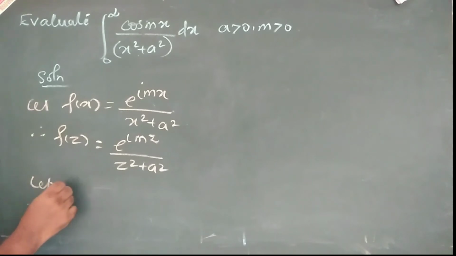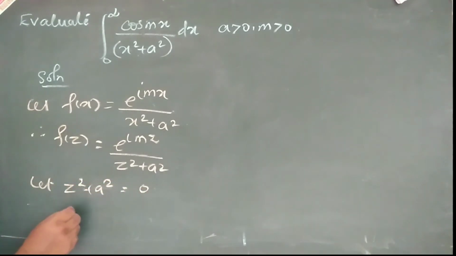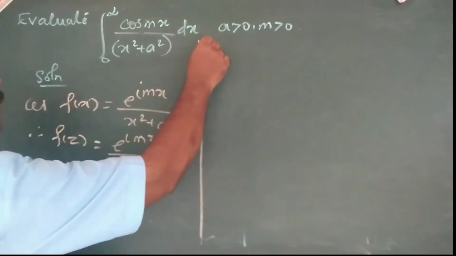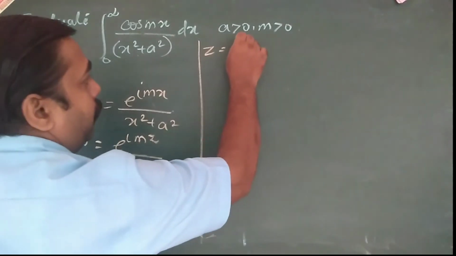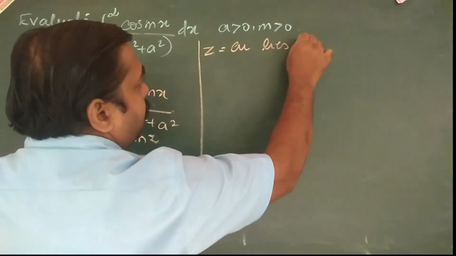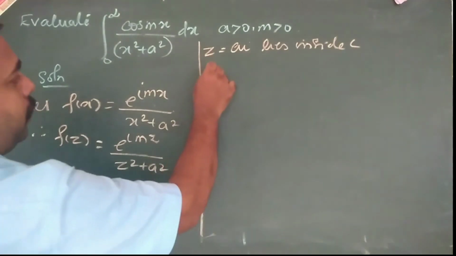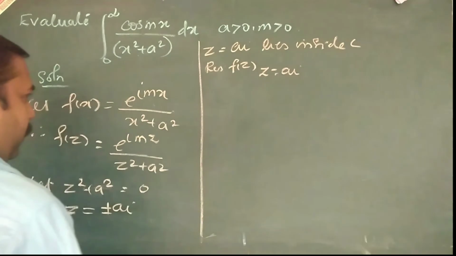Let z square plus a square equal to 0. Same as the previous type. That is z is equal to plus or minus ai. So z is equal to, where imaginary part is positive, that term only lies inside, the other negative lies outside. So z is equal to ai lies inside c. So residue of f of z at z is equal to ai, that is equal to what?